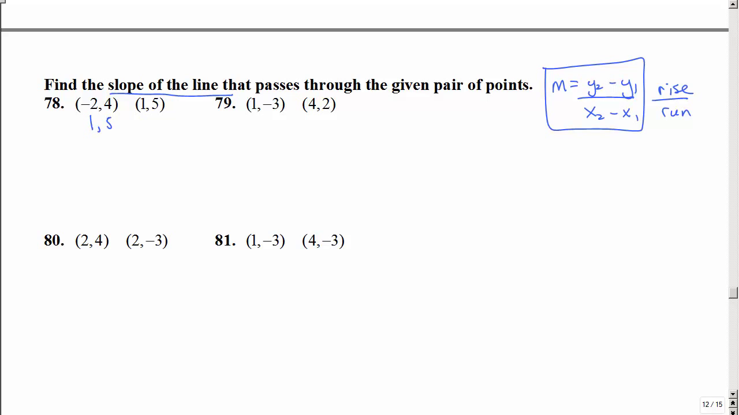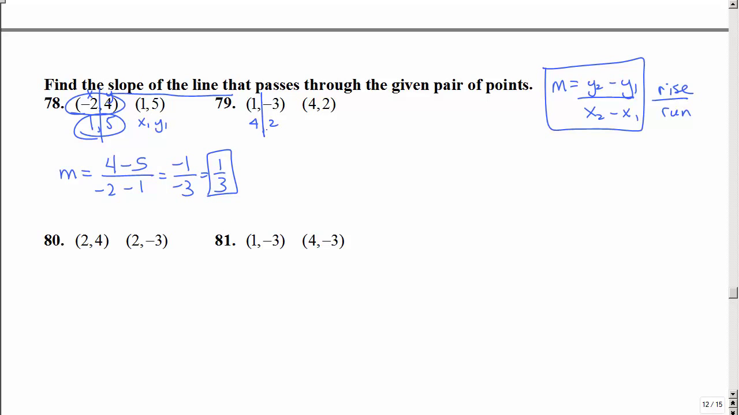It doesn't matter what you call 2 and 1. I'm going to line this up. Those are my x's, those are my y's. So I'm going to say 4 minus 5 over negative 2 minus 1. This is going to be my x2 and y2, that's going to be my x1 and y1, just as long as you keep it in the same order on top and bottom. So I've got a positive 1/3.